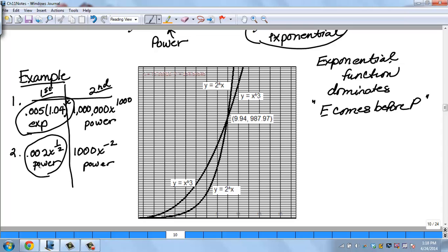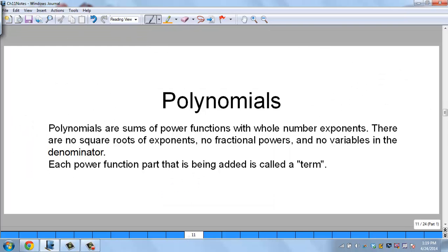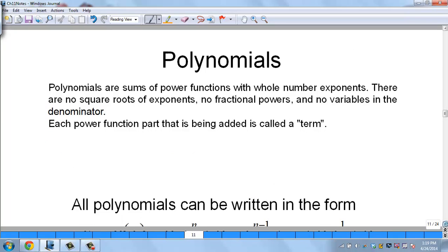So I just wanted you to see that to make sure you knew which one dominates. So, two power functions, it's the highest power. Exponential function and power function, it's exponential every single time. Okay? Now let's talk about some polynomials.